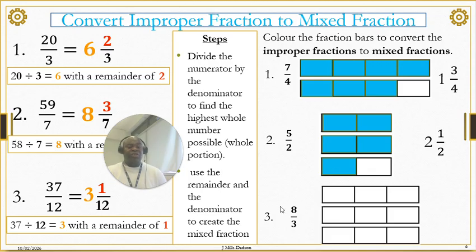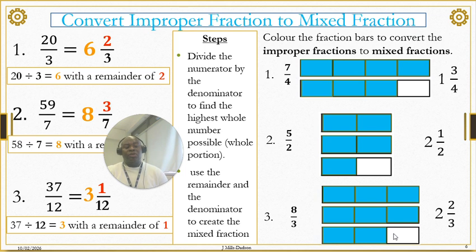Here, let's shade 8 over 3. Okay, now if you want to count them in wholes, we have 2 wholes and 2 over 3. So the answer will be 2 whole, 2 over 3. So this is a pictorial explanation of how to convert improper fraction to mixed fraction.